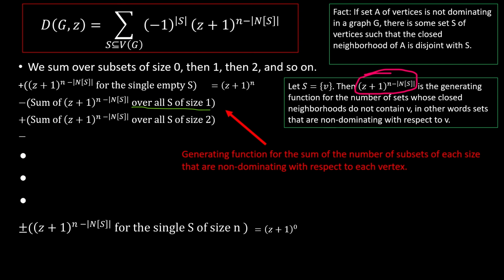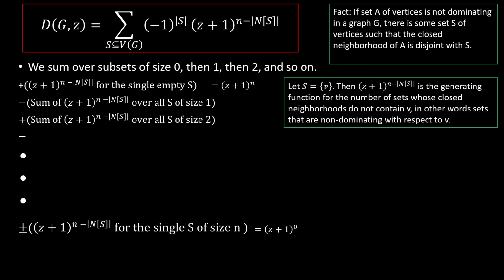The coefficients of this generating function count every non-dominating set in the graph at least once, because every non-dominating set is non-dominating with respect to at least one vertex. However, there could and probably will be some overlap, as a set can be non-dominating with respect to more than one vertex, and so would be counted multiple times.